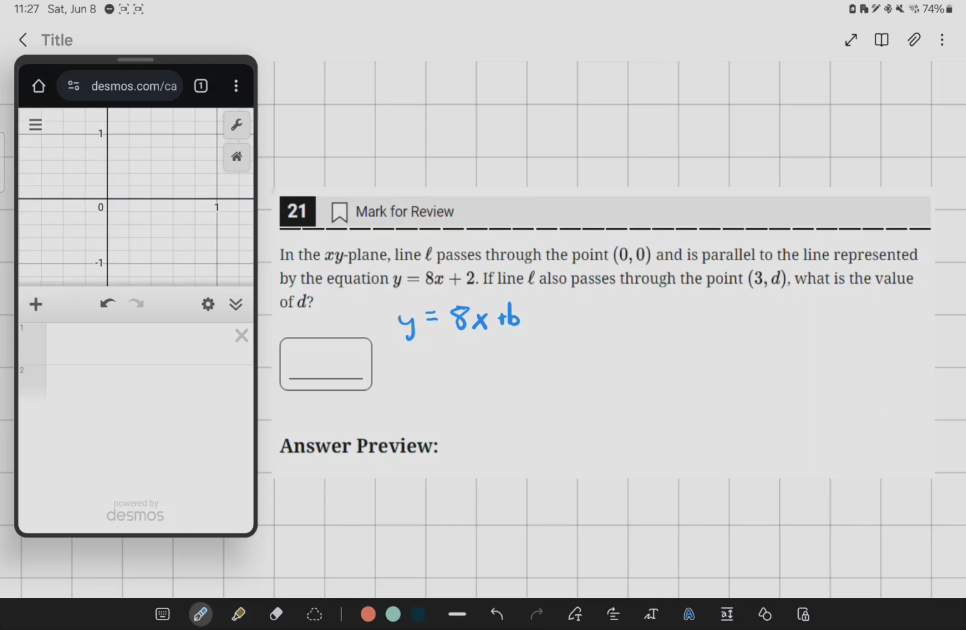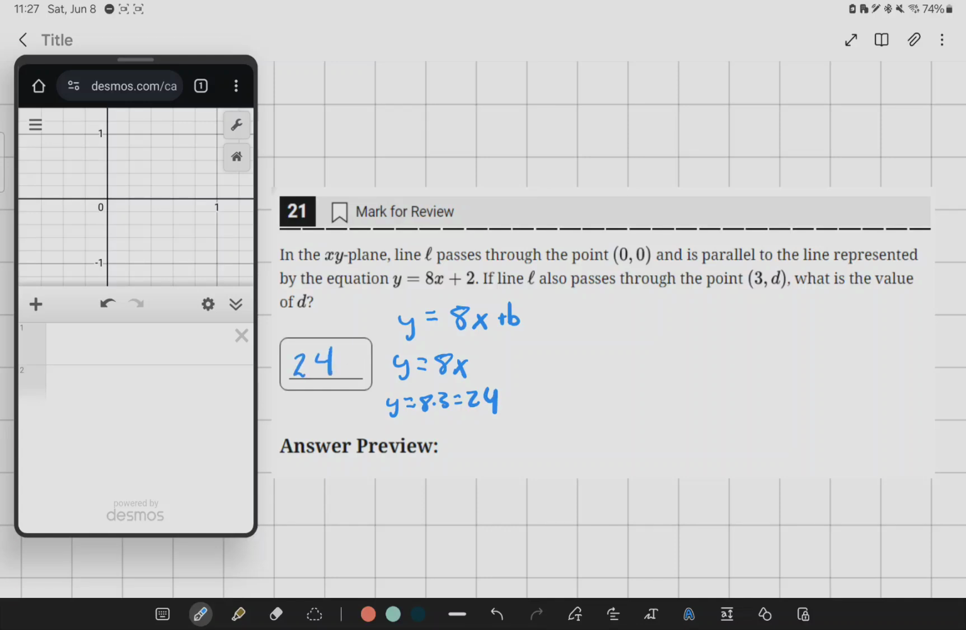What is our b value here? It passes through (0, 0), so our y-intercept is going to be 0. So y is equal to 8x plus 0. So 8x, and then we're looking at the point where x is equal to 3. So y will be equal to 8 times 3, which is 24.